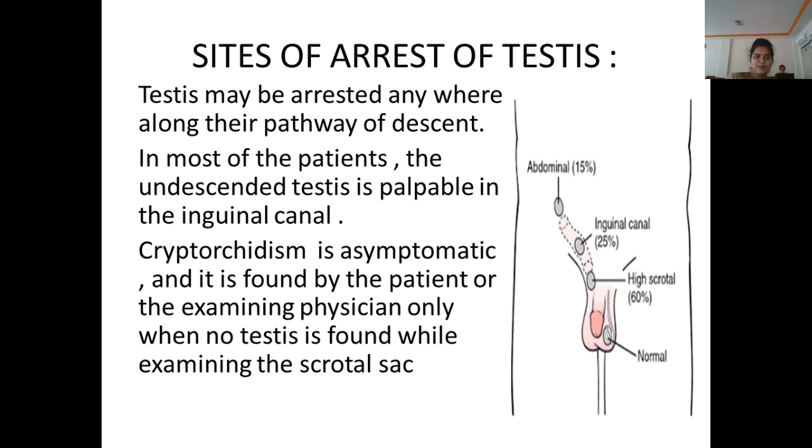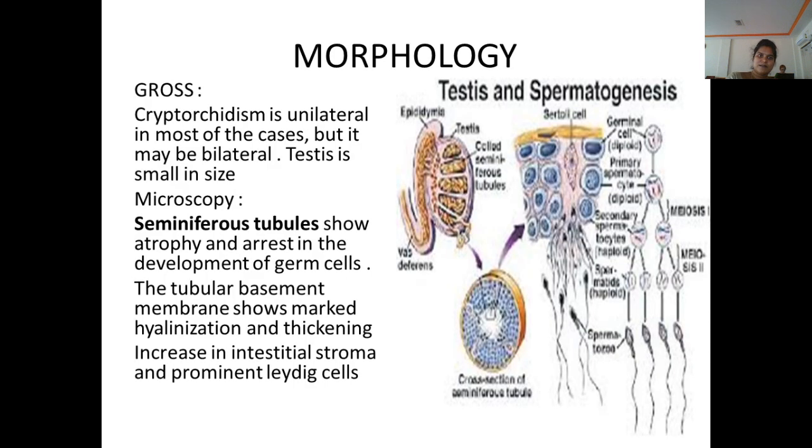So through the examination itself it can be known. The patient will be mostly asymptomatic. Now the morphology, how it looks. Cryptorchidism is unilateral in most of the cases, but sometimes it will be bilateral, on two sides. The testis is very small in size, so grossly it is seen like this only.